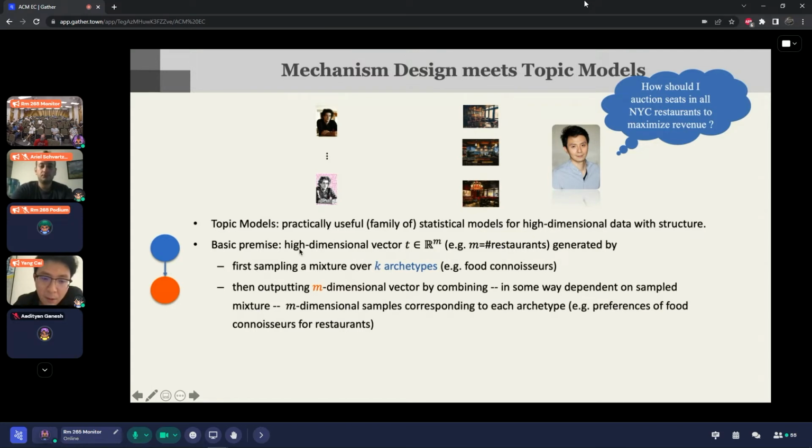The basic premise here is that you can generate T, the m-dimensional vector, using the following very simple stochastic process. You first sample a mixture over k archetypes. Think of each archetype as corresponding to one particular food connoisseur. Then you output an m-dimensional vector by combining the preferences of these archetypes, in a way that depends on the mixture you sampled in the first step. Many models are based on this premise, for example, non-negative matrix factorization and latent Dirichlet allocation models. These are all successful models people use in practice.